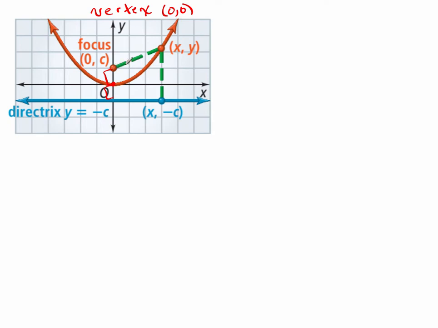The distance from (0, c) to a random point on the parabola, (x, y), is, well, let's go back and use the distance formula. The distance formula is the square root of the change in x squared plus the change in y squared. Let me call this d1. So what is d1? It's going to be the square root of, well, the change in x is going to be x minus 0 squared, plus the change in y, which is y minus c squared.